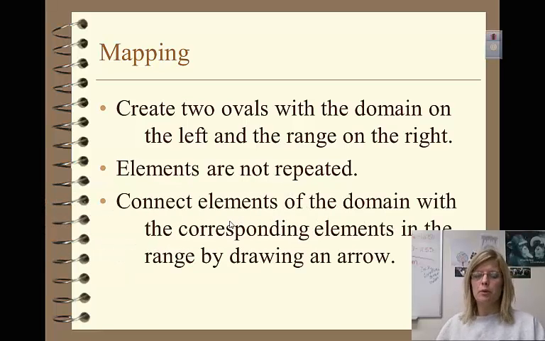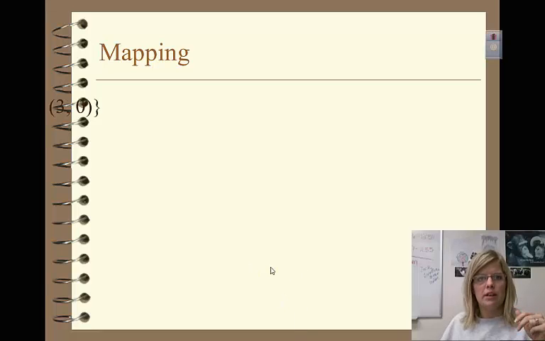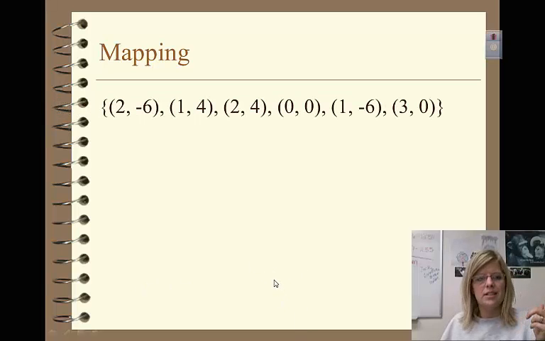You do not repeat your numbers, just like when writing your domain and range, you only write them once. Same goes for your map. You write the numbers and then you connect them together.